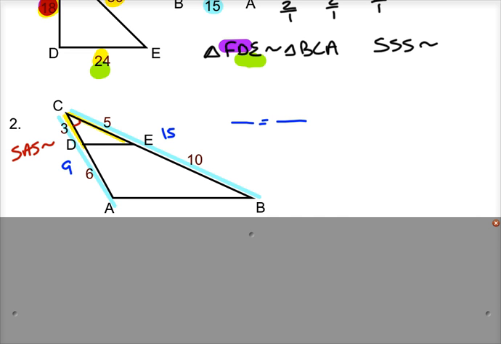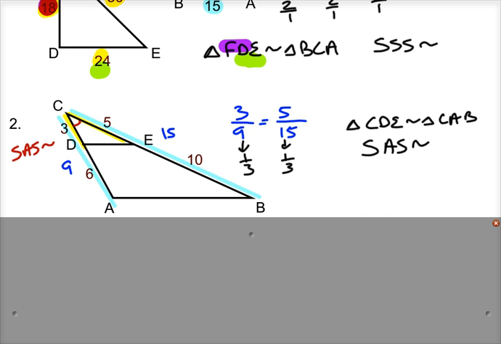If I pick the values from the yellow pieces, I get 3 and 5. Then the larger triangle with the blue markings would be 9 and 15. Let's see if they reduce to the same thing. 3 over 9 reduces to a third. 5 over 15 also reduces to a third. So they are in the same proportion, and they share the same angle. So I get triangle CDE, which is similar to triangle CAB. And we already said that this was by side-angle-side similarity.